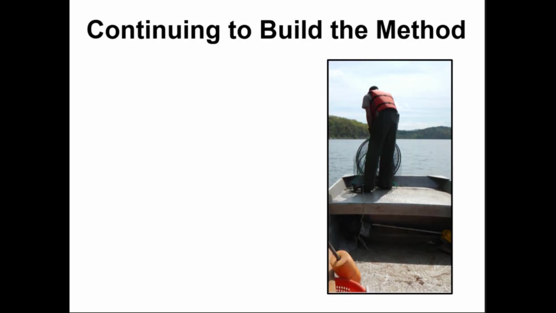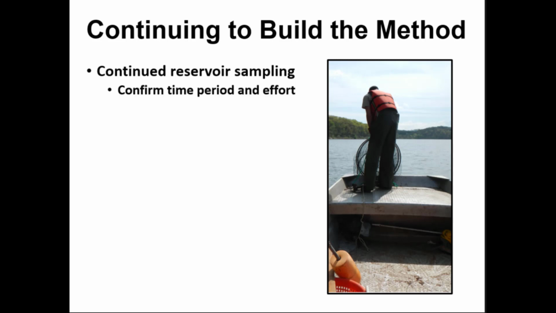So moving forward, we're not done yet. We'd like to continue to build this method. It would be useful to continue to sample more reservoirs in different areas to collect data to continue to confirm the time period that we identified and the amount of effort needed to meet sampling goals, especially in larger reservoirs. So we don't really have very large reservoirs in Ohio to sample. We know that channel catfish fisheries are managed in much larger reservoirs.